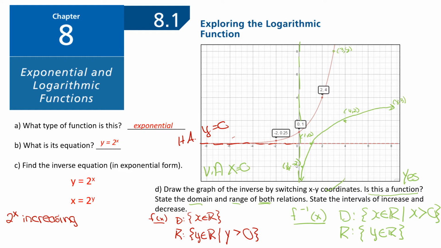We already did set notation, so let's go with interval notation. So 2 to the power of x is increasing where? It's increasing for x values that are from negative infinity to positive infinity. It's increasing for all those x values. It's increasing everywhere. Round brackets because we don't include infinity.